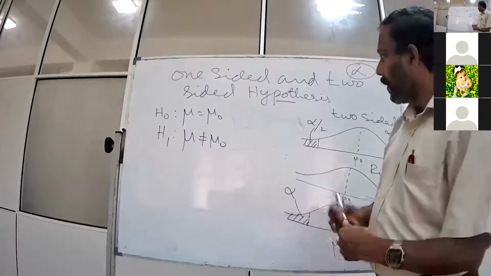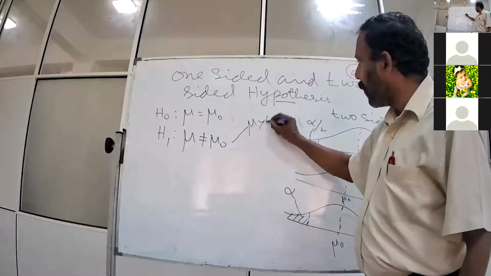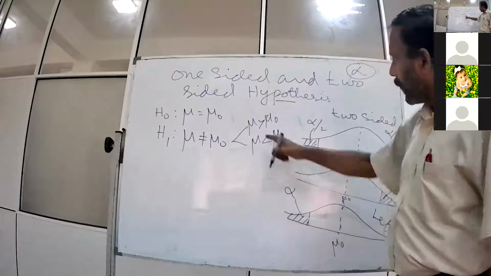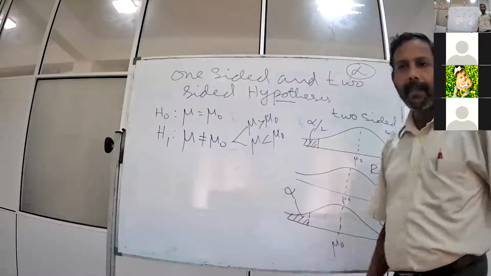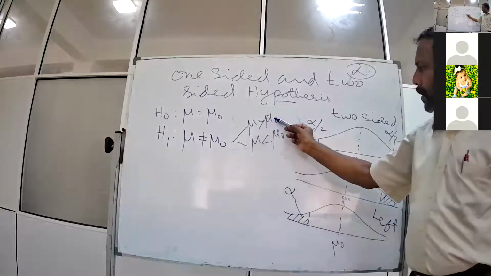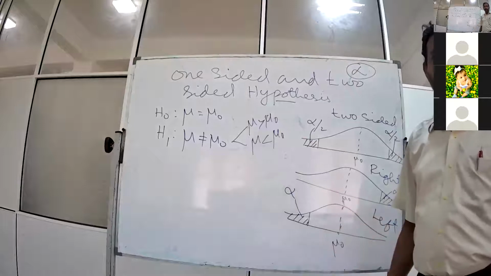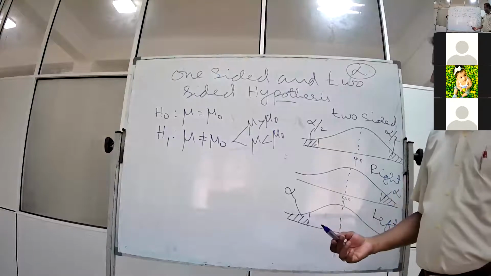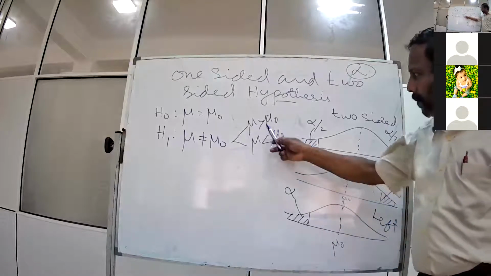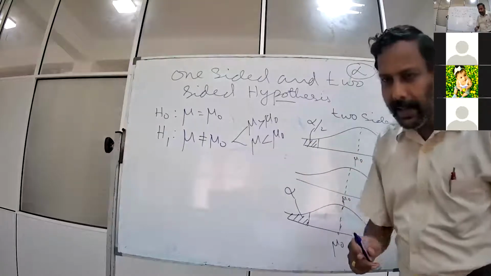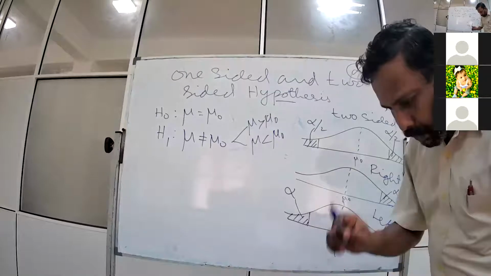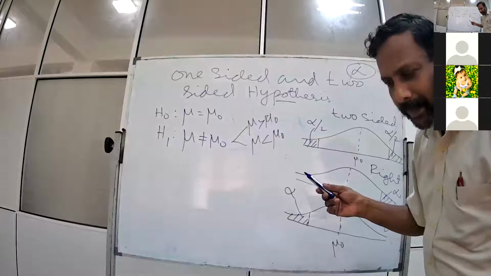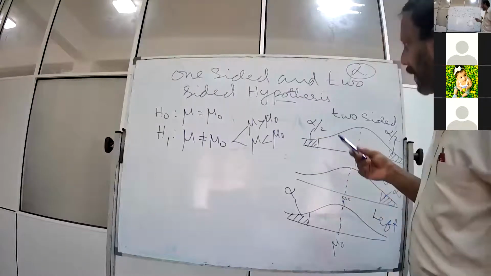Look at this. So, I said mu greater than mu naught, one possibility, and mu less than mu naught. If it is greater than mu naught, what side is that? If mu is greater than mu naught, which side are we talking about? Left side or right side? Right. Mu greater than mu naught. What side? Right side. Good.